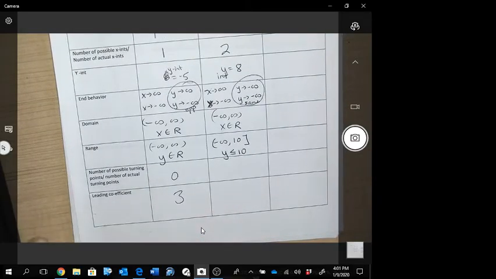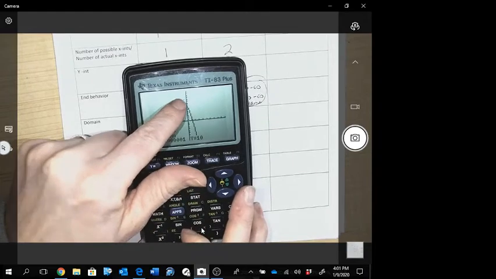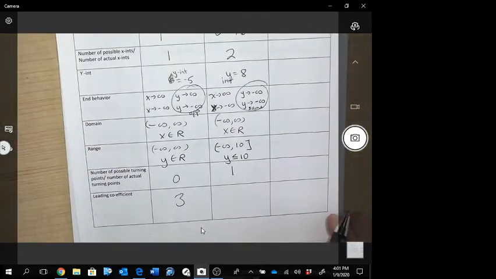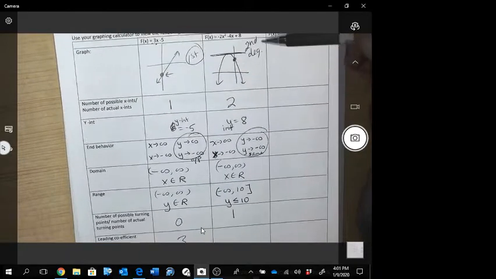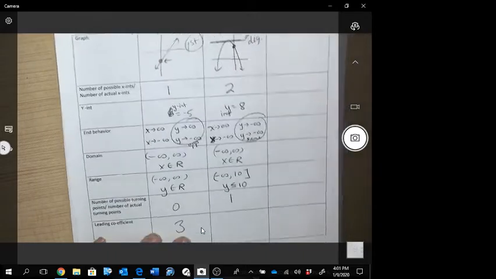How many turns do you have? Well, you turned right there. You went from increasing to there, and now you're decreasing. And the leading coefficient, so this is a second degree, so I'm looking at what's in front of the x squared, a -2.